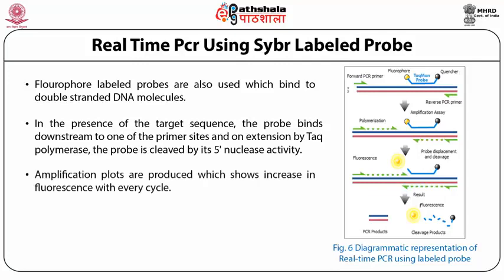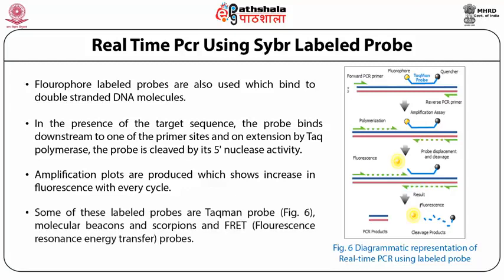So amplification plots can be produced which will show increase in fluorescence with every cycle. Some of these labeled targeted probes are TaqMan probes, which is shown in the figure, molecular beacons and scorpions, and FRET probes, which are commonly employed in the laboratories for real-time PCR.